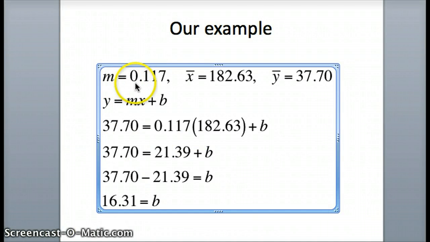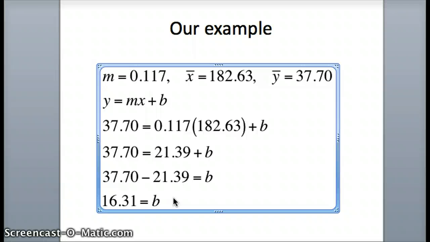So our m was 0.117, our average x was 182.63, our average y was 37.70. Now our formula is y equals mx plus b, and our goal is to solve for b. We replace y with y bar, 37.70. M we see is 0.117. We replace x with x bar, 182.63, plus b. So we have y equals mx plus b. Doing the multiplication, we get 37.70 is 21.39 plus b. Subtracting 21.39 from both sides, we get a y-intercept of 16.31.